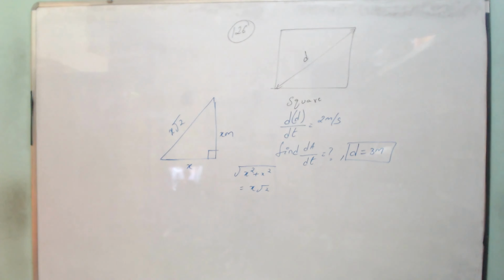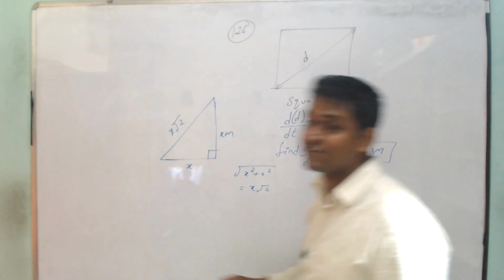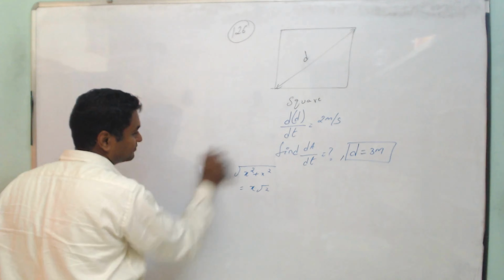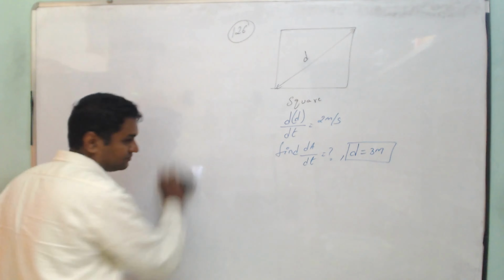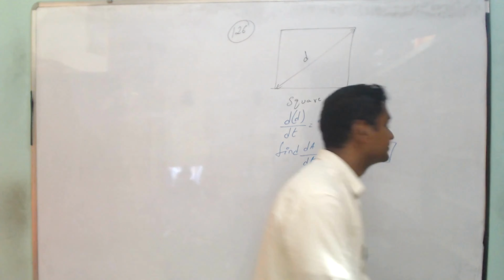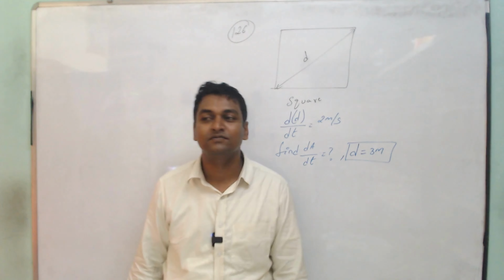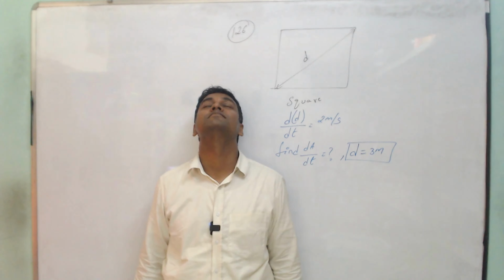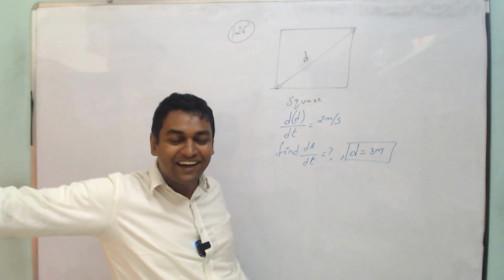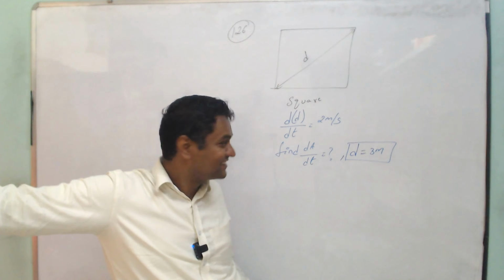Area of a square is side square. And side is diagonal by root 2. So d by root 2 whole square is equal to d square by 2. So area of a square is d square by 2.